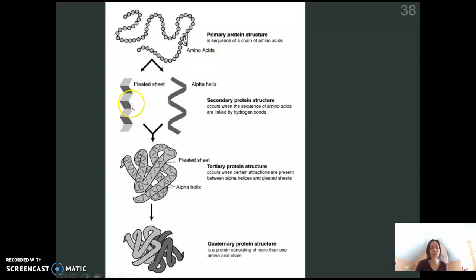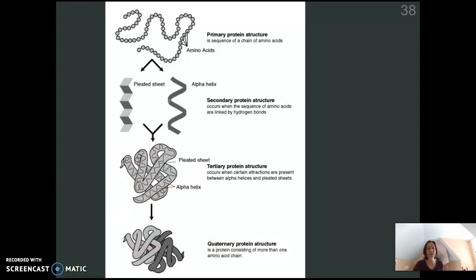Okay, this will then bend or fold, forming a secondary protein structure. This is called a beta-pleated sheet, and this is called an alpha helix. Then those will fold in on each other, making the tertiary protein structure. And then this will combine with other tertiaries to form the quaternary final protein structure.